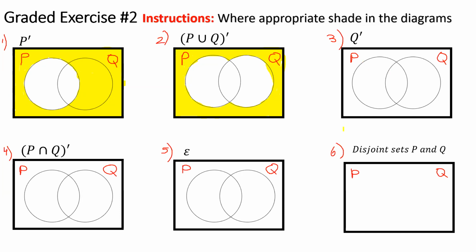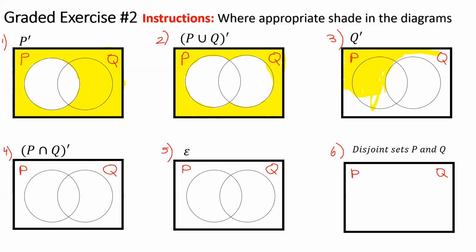All right, next up, Q complement. What is Q complement? Everything that's not in Q. Shading everything in the universal set, everything except for Q. So we can't shade in Q. We could shade in P, but we cannot shade in Q. How many persons got this one?